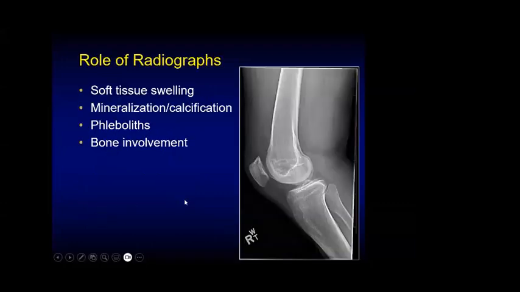So the first imaging modality, as always in radiology, is X-rays. With the utility of radiographs, you could actually detect some soft tissue masses. You may also be able to detect soft tissue mineralization and calcification of soft tissue tumors, for example, synovial sarcoma. You may be able to detect phleboliths in soft tissue hemangiomas and also any bony destruction secondary to soft tissue sarcoma.